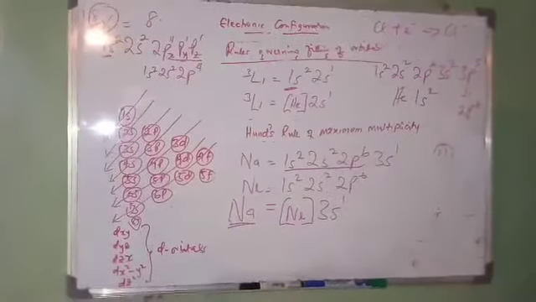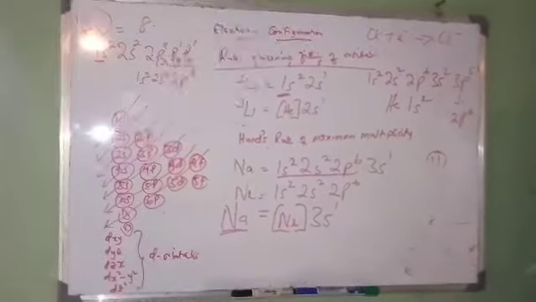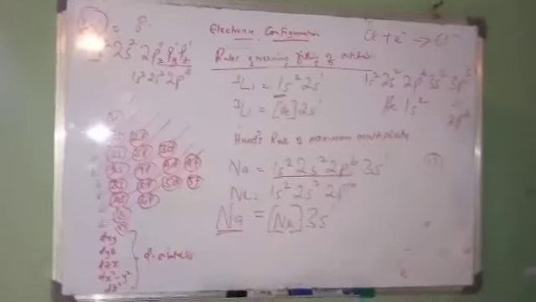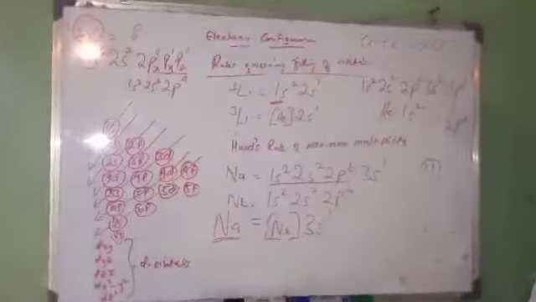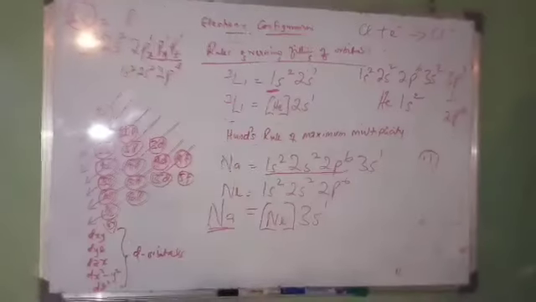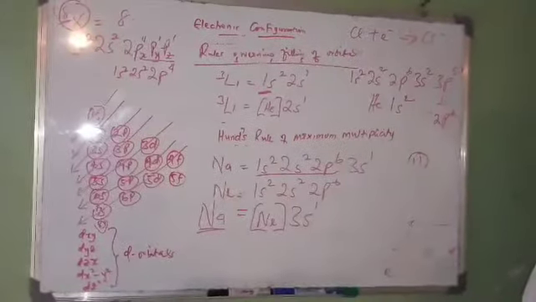By the special grace of God, we are going to look at chemical bonding in our subsequent lecture. We are going to look at various types of bonding, the ionic bond, the covalent bond, the dative bond, and the rest.